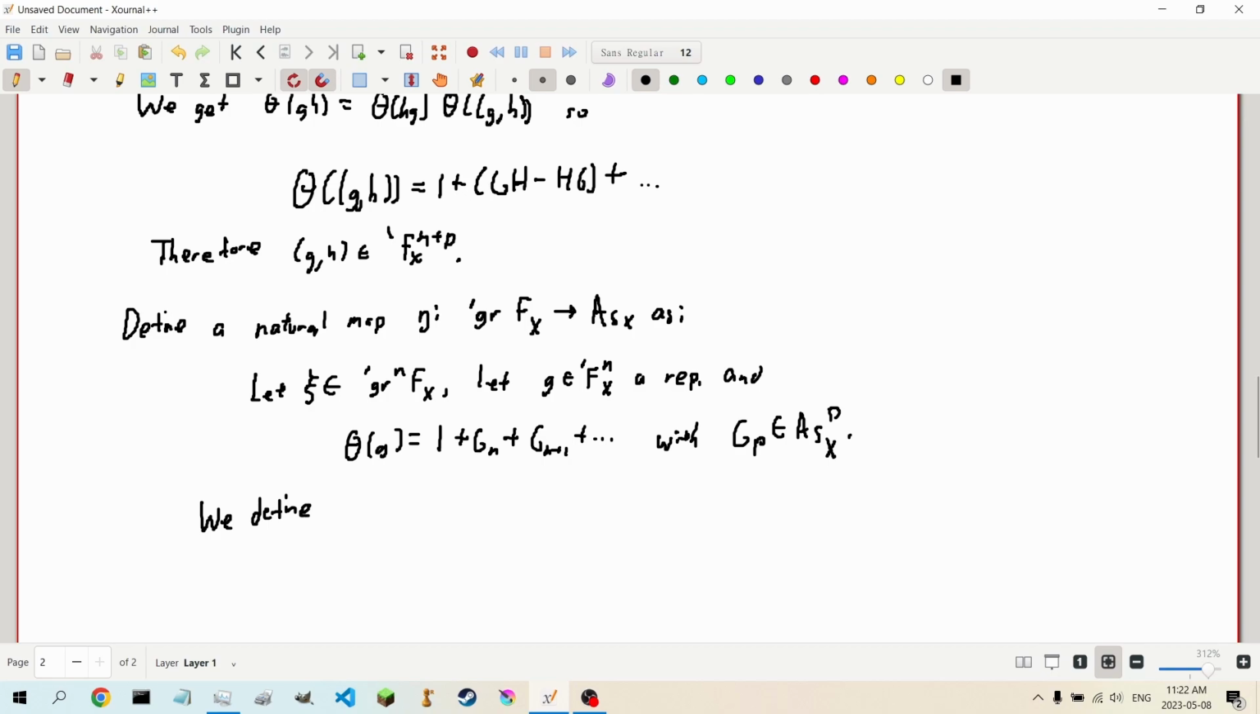We then define eta of C as being equal to this g_n. We then get from our theta on the commutator that this is a homomorphism. Then eta is a Lie algebra homomorphism.